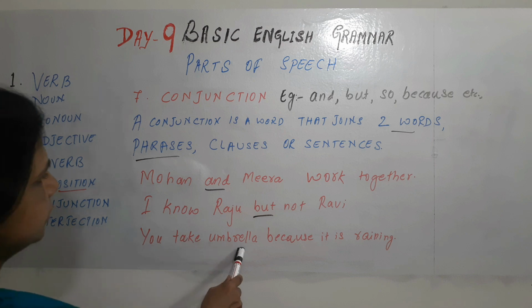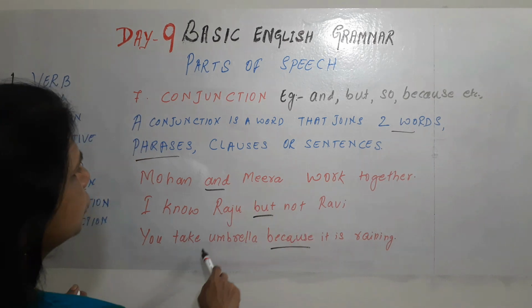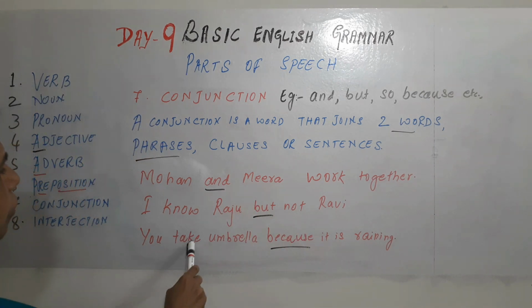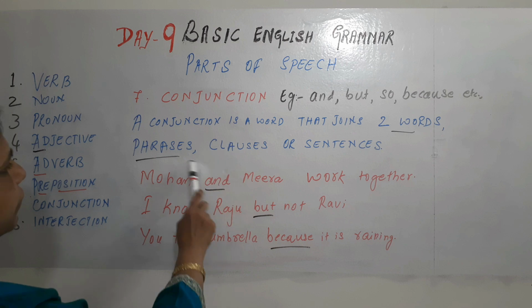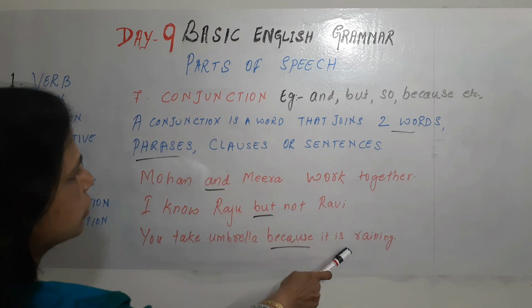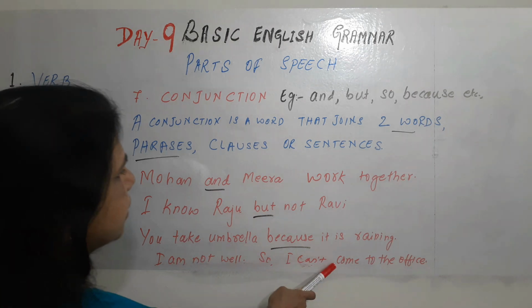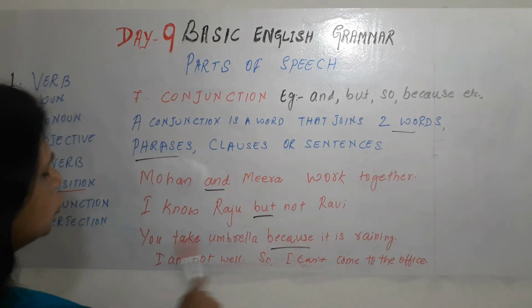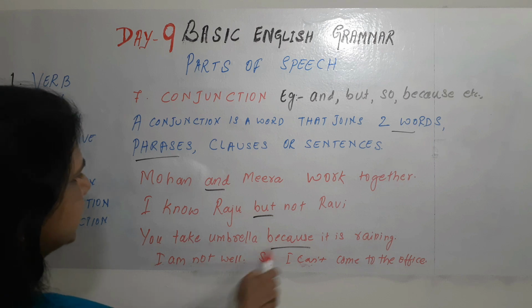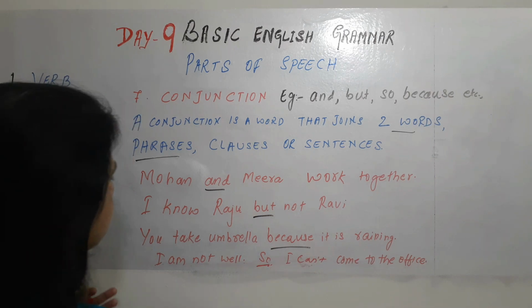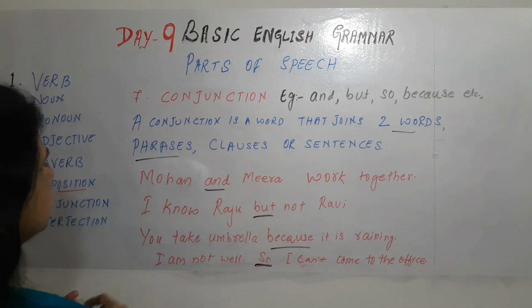You take umbrella because it is raining. Because is joining two clauses. So it is joining two phrases, two clauses. I am not well, so I can't come to the office. So it is joining two sentences. You can say this is one sentence, this is one sentence, and so is the joining word.